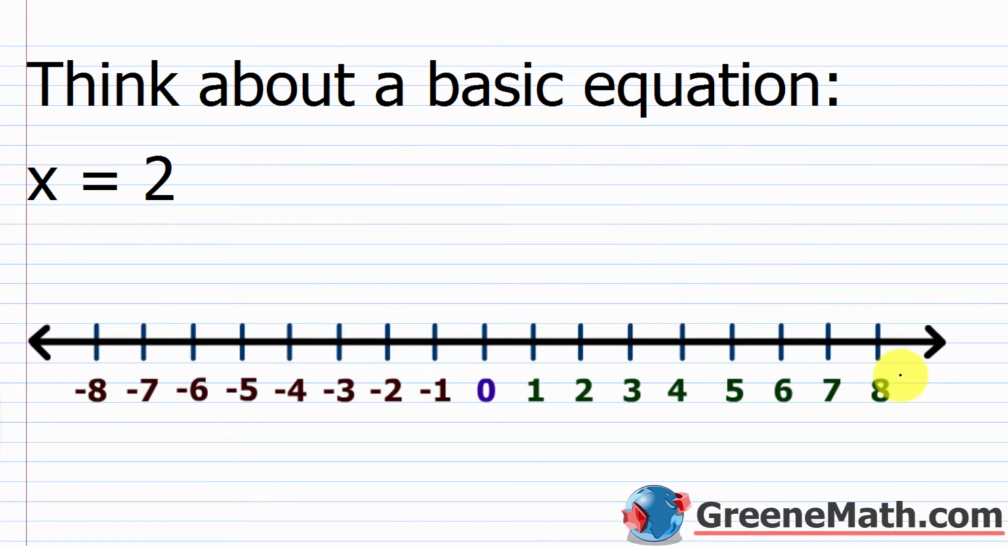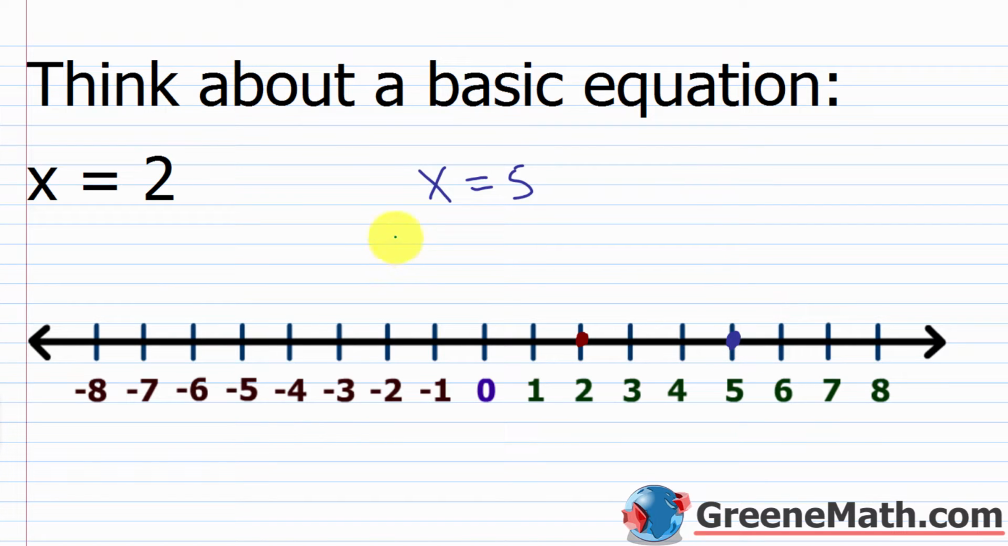So in order to start thinking about inequalities in the right way, I want you to first think about a basic equation. Let's say we have something like x equals 2. If I was to graph x equals 2 using this basic number line, I would put a filled in dot or filled in circle, however you want to think about that, specifically at the number 2 on the number line. If I had x equals 5, for example, I would graph that by putting a filled in dot or a filled in circle at 5. That's my solution.